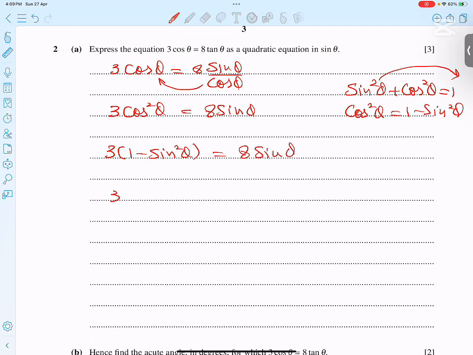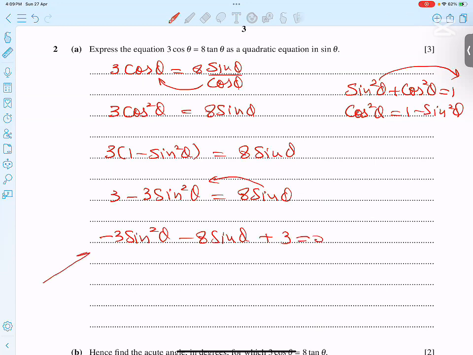So 3 ones are 3, and 3 sine square theta is equal to 8 sine theta. Bring it this side, I just rearrange them. Okay, it's mostly not wrong, but try your level best. The first term must be positive. How to make it positive? Multiply by -1 throughout the equation.